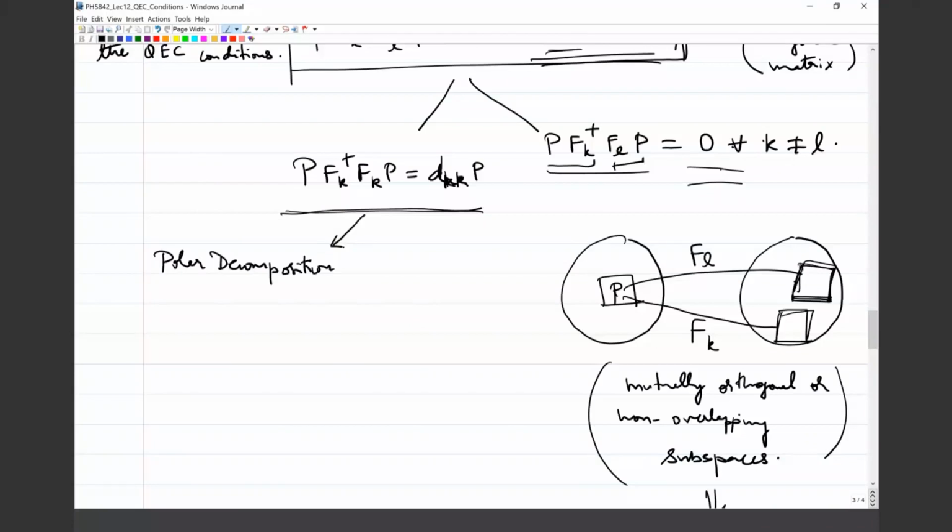So the polar decomposition, I will refer you to one of the early chapters of Nielsen and Chuang for this. This is section 2.1.10 of Nielsen and Chuang. This is one of the standard decompositions in linear algebra. Those of you who have already done a course in linear algebra may know of this. Does anybody know what polar decomposition is here? Or anybody recall what it is?